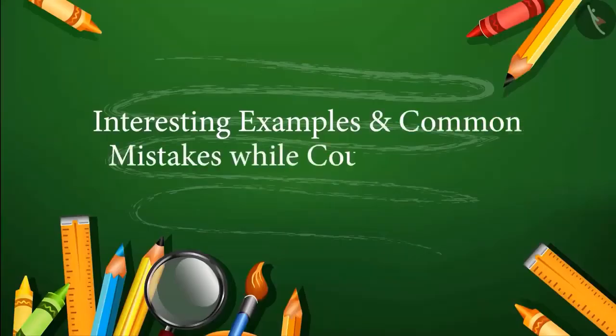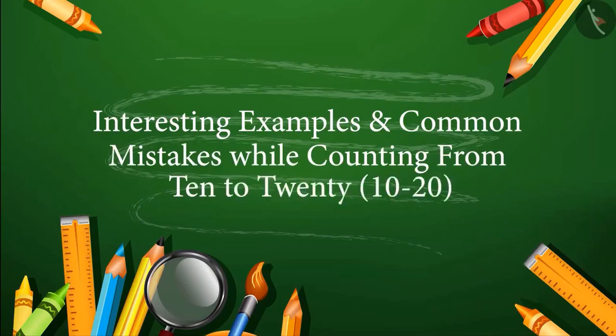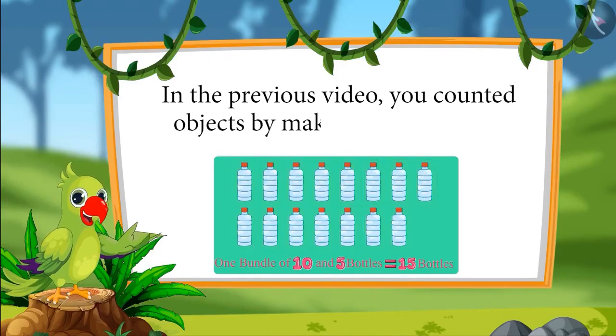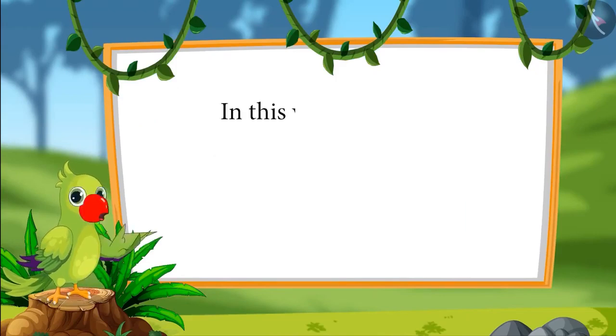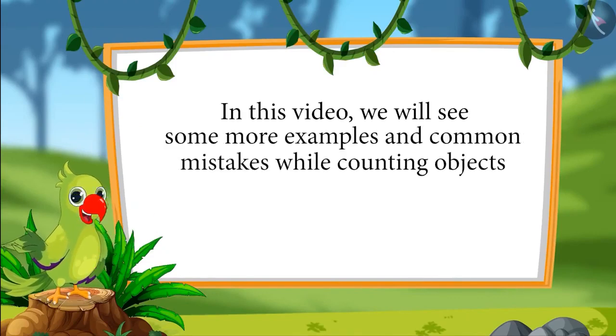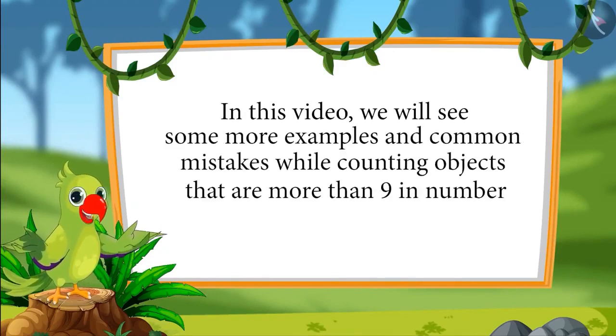Interesting examples and common mistakes while counting from 10 to 20. So children, in the previous video, you counted objects by making bundles of 10. In this video, we will see some more examples and some common mistakes that should be avoided while counting objects that are more than 9 in number.